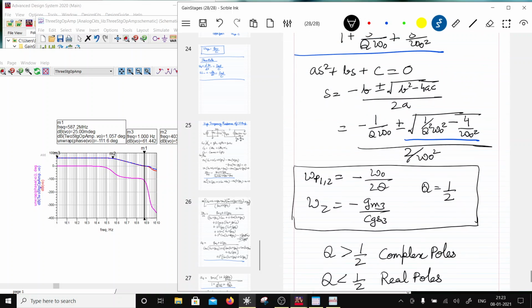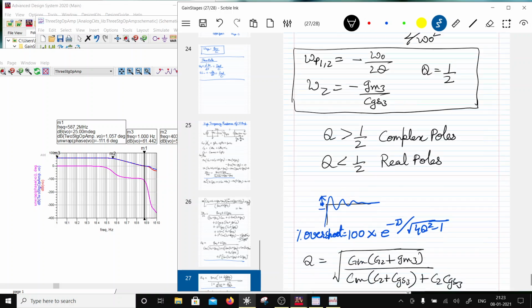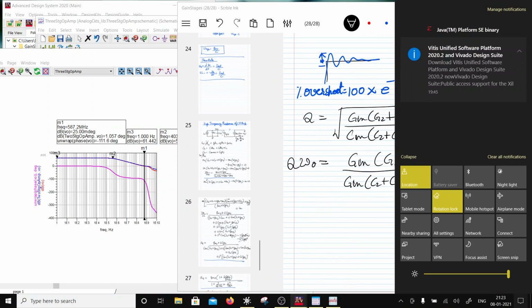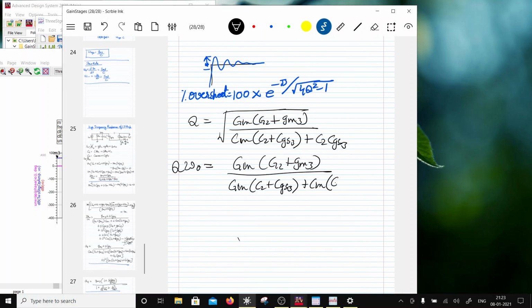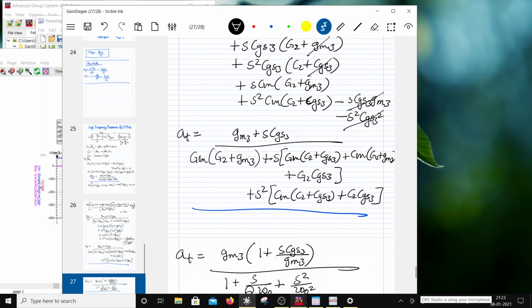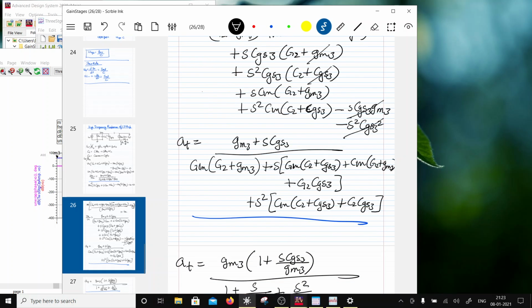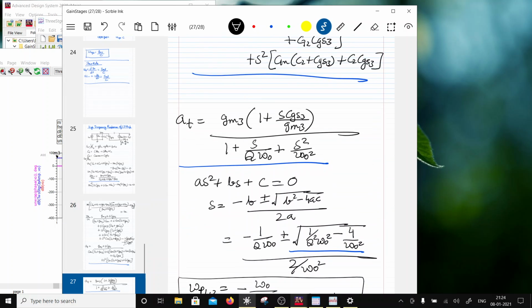Okay, let's write this down. C_in (G2 + GM3) plus G2 CGS3, am I right? Or C2 plus CGS3. This is G2 or C2. Terms of S: G2 CGS3. Right.